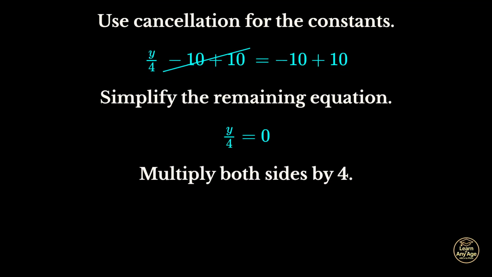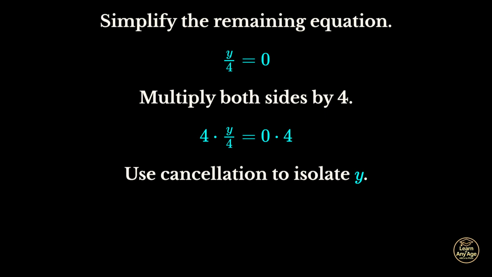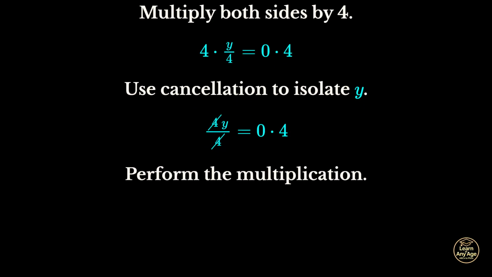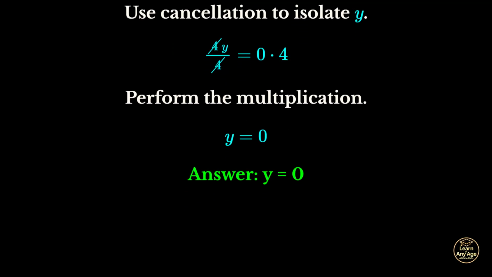Multiply both sides by 4. 4 times y over 4 equals 0 times 4. Use cancellation to isolate y. 4 cancelled out, y over 4 cancelled out equals 0 times 4. Perform the multiplication. Y equals 0. Answer, y equals 0.